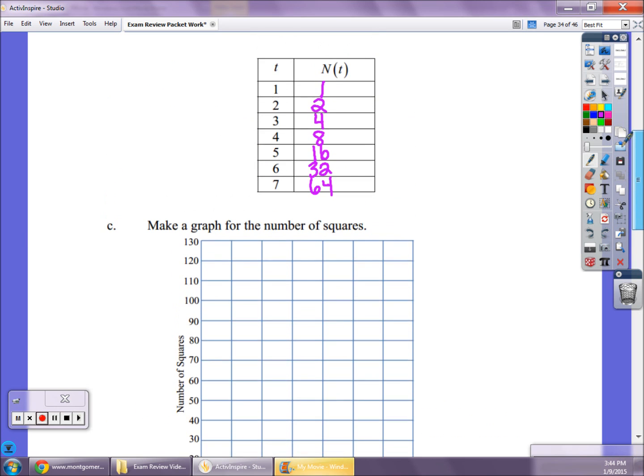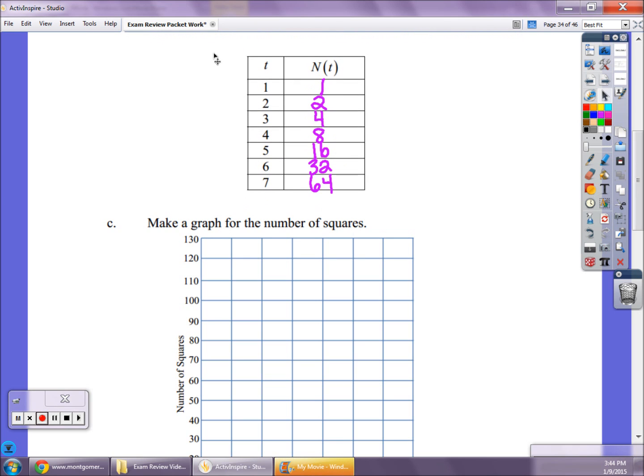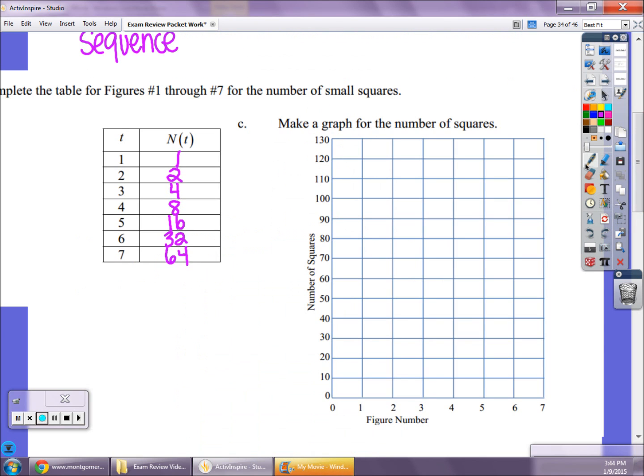Okay. All right, part C, make a graph for the number of squares. Okay, so let's use the table. I'm actually going to move this over here so I can look at both things together. Okay, so I am going to start at figure 1. There was 1 square. At figure 2, we had 2 squares. At figure 3, we had 4 squares. I'm just estimating ever so slightly. It doesn't have to be perfect. Figure 5, we had 16. At figure 6, we had 32. And at figure 7, we jumped all the way up to 64.